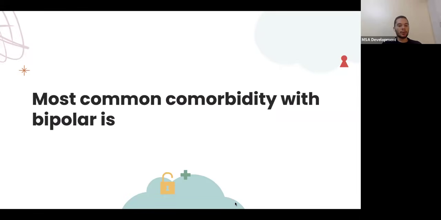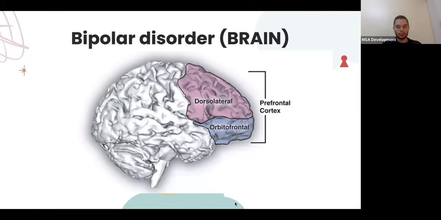Right. What is the most common comorbidity with bipolar disorder patients? They would come and they would say they're suffering from severe headaches or migraines. Remember, migraines. Perfect, migraines. Right. What region of the brain is affected by bipolar disorders? Orbitofrontal cortex. Now, I thought the answer would be dorsolateral prefrontal cortex, but yeah, it was orbitofrontal cortex. Very correct.